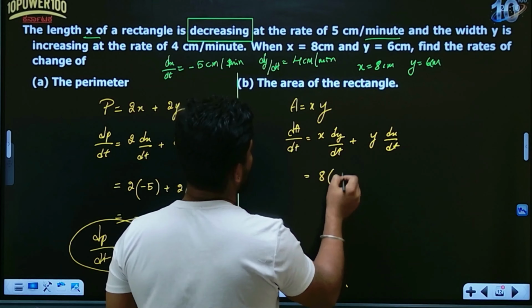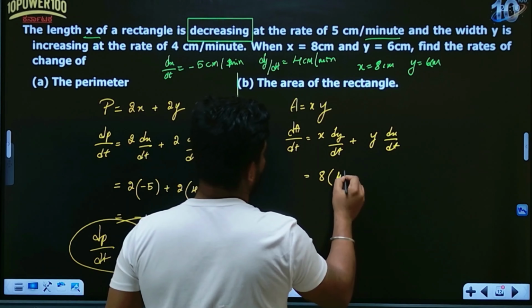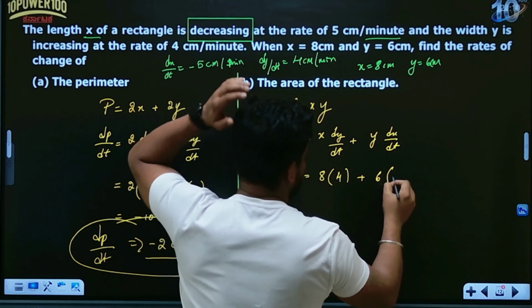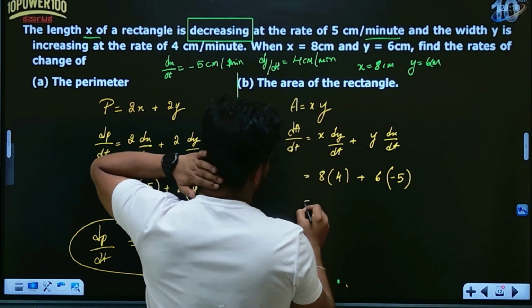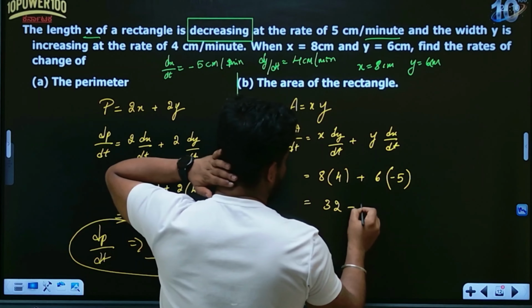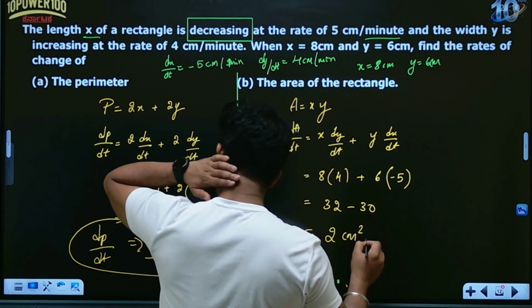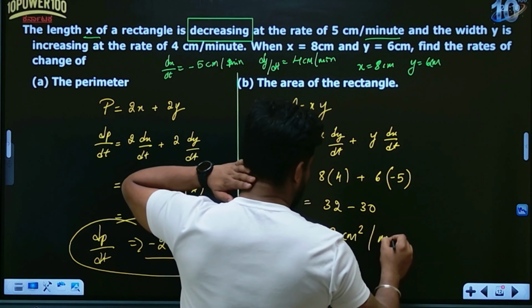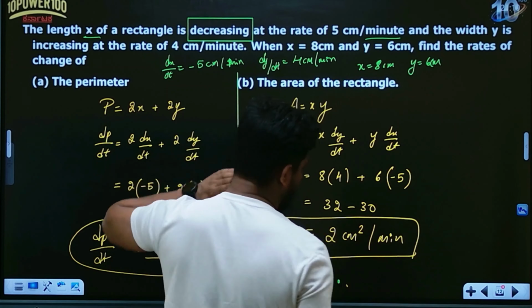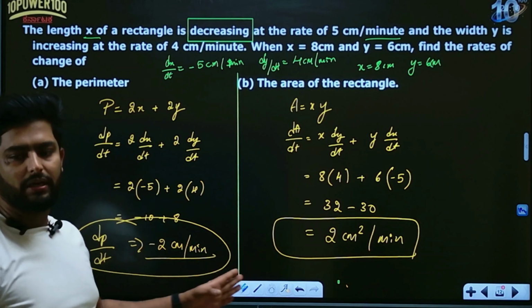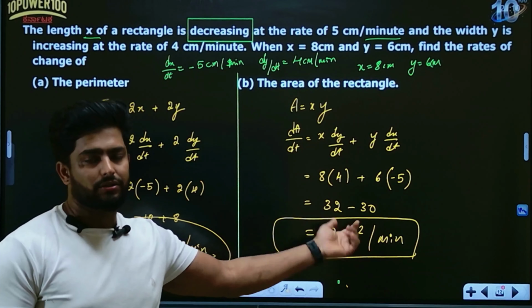Okay, so x value ಕೊಟ್ಟಿದ್ದಾರೆ, ಸಬ್ಸ್ಟಿಟ್ಯೂಟ್ ಮಾಡಿ. It is 8 into dy by dt is 4 ಅಲ್ವಾ plus y is 6 into this is -5. So 8 4s are 32, this is -30. The answer is 2 centimeter square per minute. Centimeter square per minute. This is centimeter per minute, this is centimeter square per minute, because this is rate of change of perimeter. ಇದು rate of change of area ಮಕ್ಕಳೇ. So unit ಕೂಡ ಇಂಪಾರ್ಟೆಂಟ್ ಆಗುತ್ತೆ.